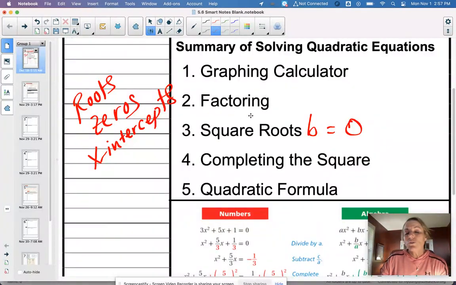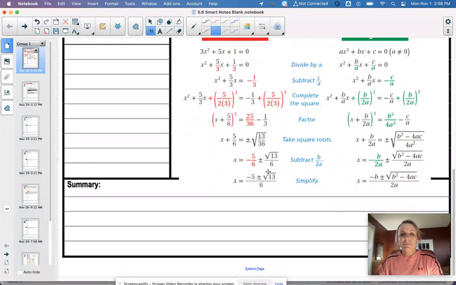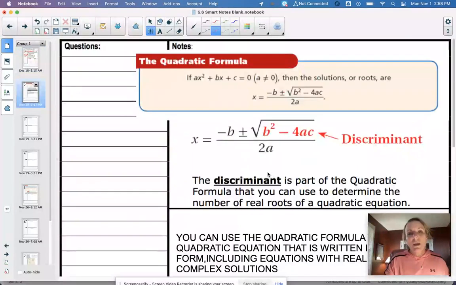Sometimes a quadratic equation is not factorable. Then we go to the other methods. The one method that always works is the quadratic formula. And this just goes through an example of the quadratic formula and the equation for it, which I'm going to summarize on the next page.